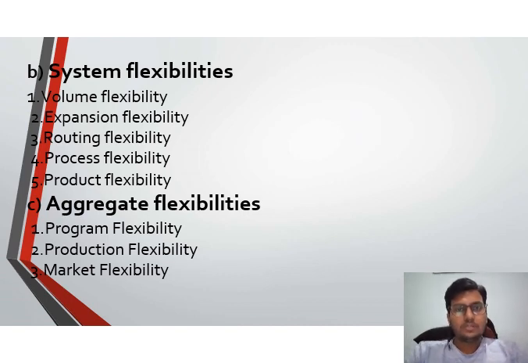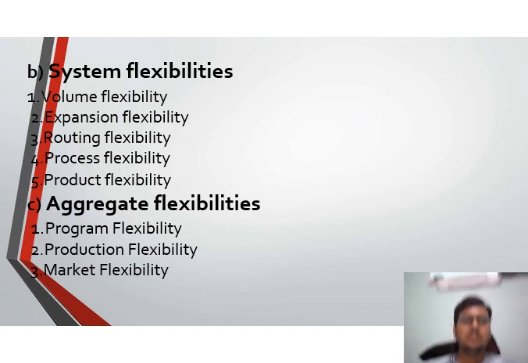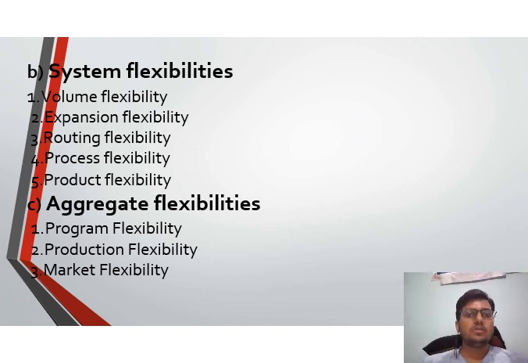The second type of flexibility is system flexibility. There are varieties of flexibility related to the system. One is volume flexibility, so that mid volume, low volume and high volume can be accommodated by the system. Then expansion, meaning when we want to extend or increase the volume or quantity of product, some kind of expansion in the system can be accommodated by that flexibility.